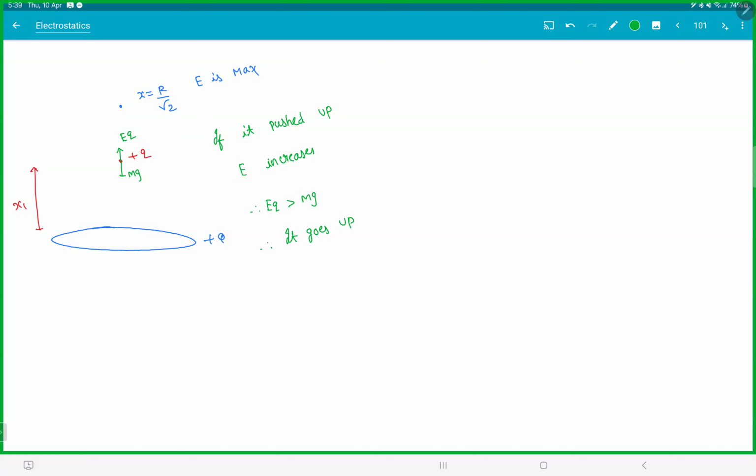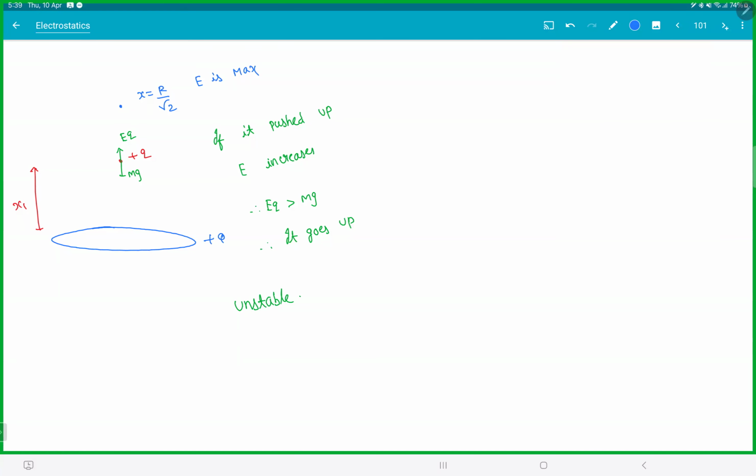Similarly, if I push it down a bit, EQ will decrease. Mg will become greater than EQ. It will keep coming down. So what kind of point is this? If you push it away, it goes away. This is unstable, right? In a stable equilibrium, if you push it up, it should come down. If you push it down, it should come up. Is this making sense, everyone?